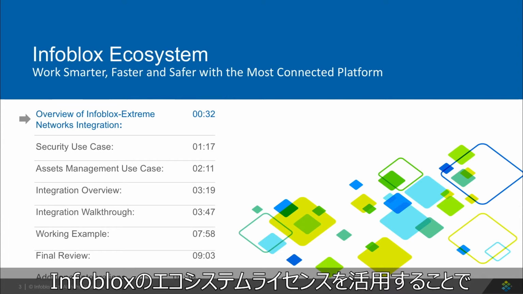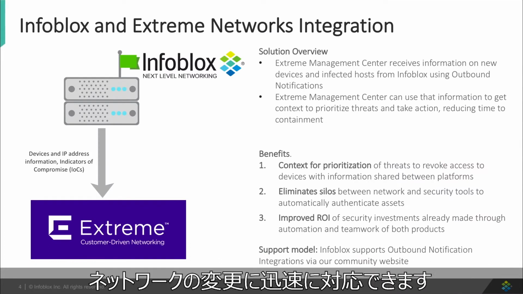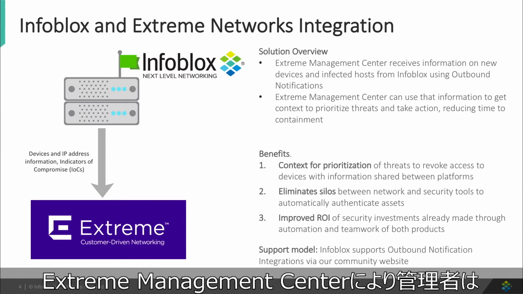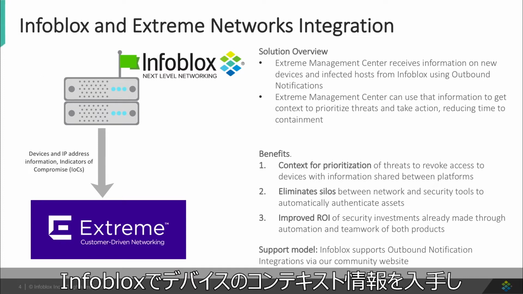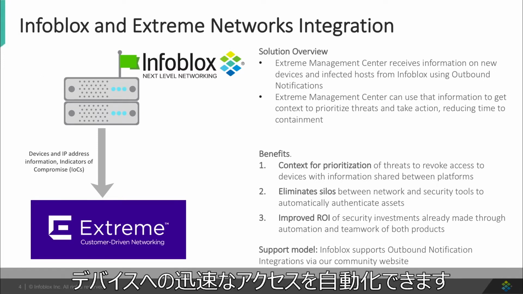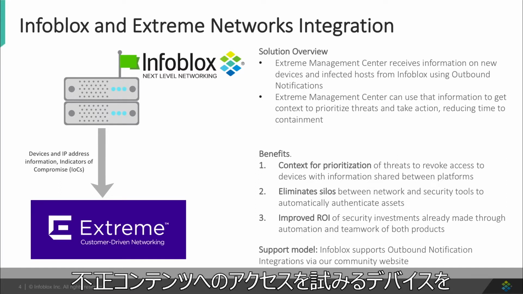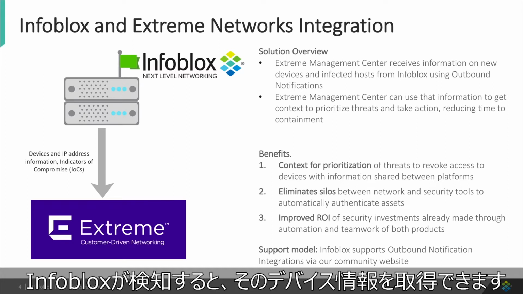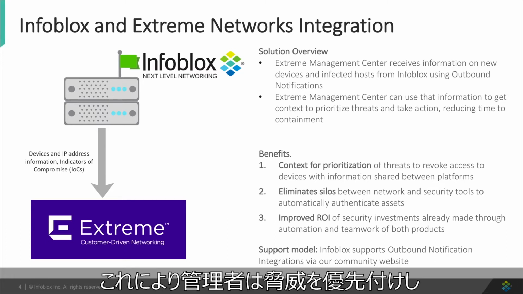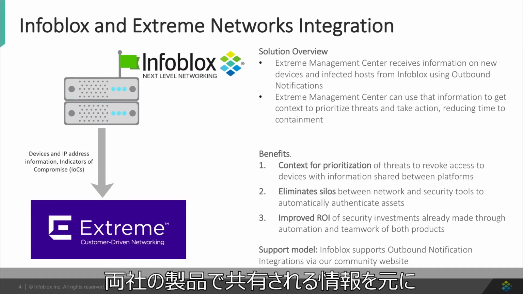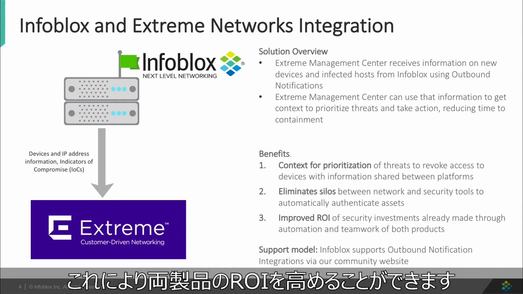With Outbound API, we're able to respond faster to network changes with the help of Infoblox's ecosystem license. Using Extreme Management Center, admins can get devices on Infoblox with context and automate access to these devices without lifting a finger. Additionally, with this integration, Extreme Network admins can get information on devices when Infoblox discovers a device tried to access malicious content. In the end, this allows admins to prioritize threats, revoke access to devices, and authenticate assets with information shared between the two devices automatically, and in return, increase ROI on both products.